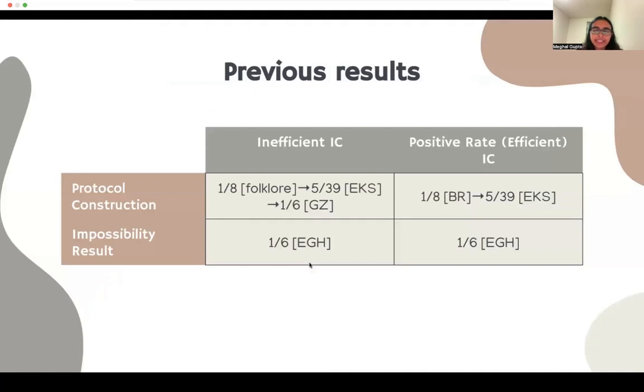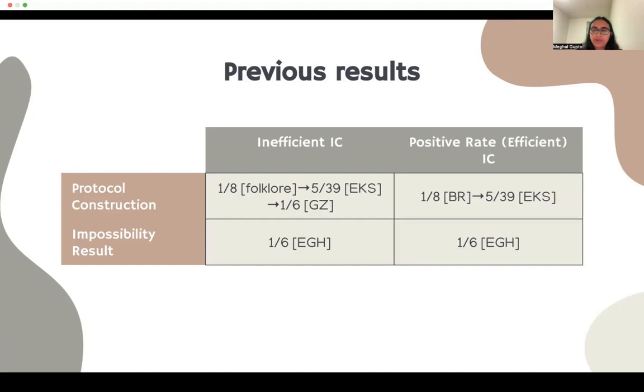So to summarize, here are the previous results. There's sort of two settings we've been talking about: inefficient and efficient. In the inefficient setting, there's the 1/8 protocol that I just described. Then this was improved to 5/39 in a paper by Efremenko, Kol, and Saxena in 2020. And then this was improved to 1/6 by Gupta and Zhang in 2022.